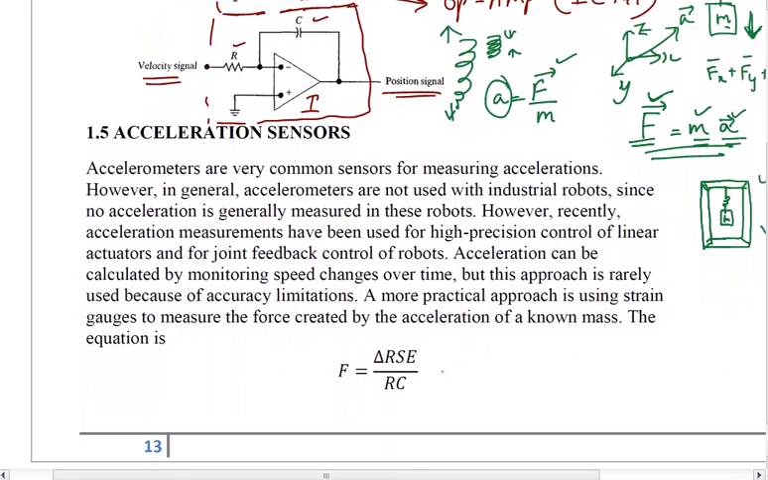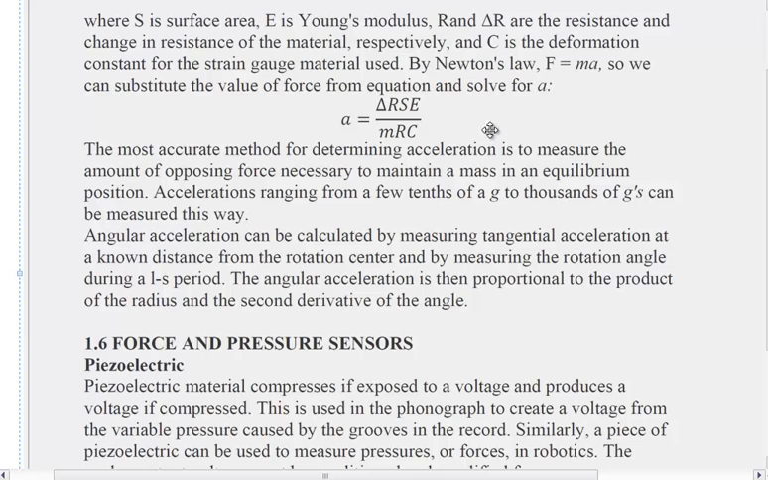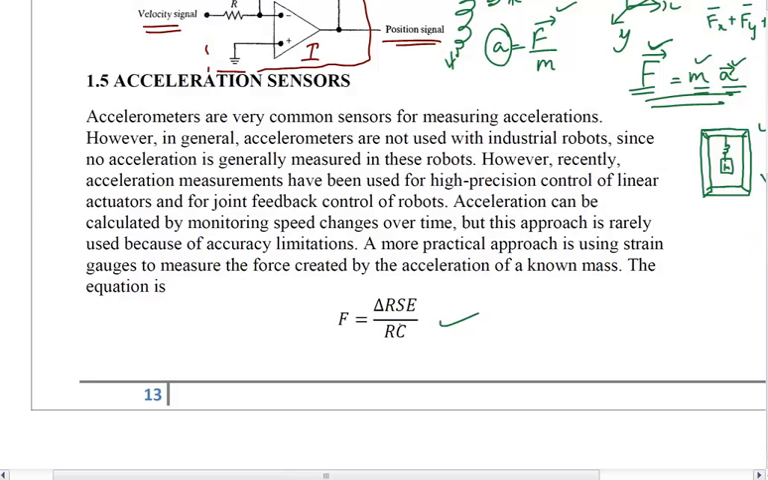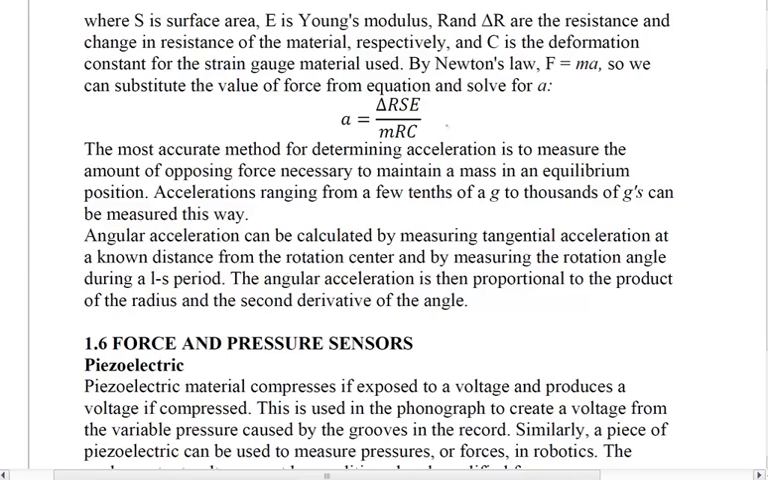Now I'll come back to this equation after I teach you the strain gauge. So what is happening is, have a look here. Here force is equal to mass into acceleration. So within this equation, if I want to find the acceleration, I have to take the mass to the other side, and that is what is there in this equation.